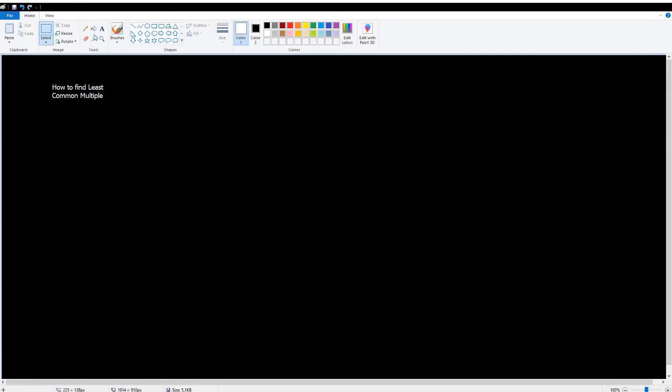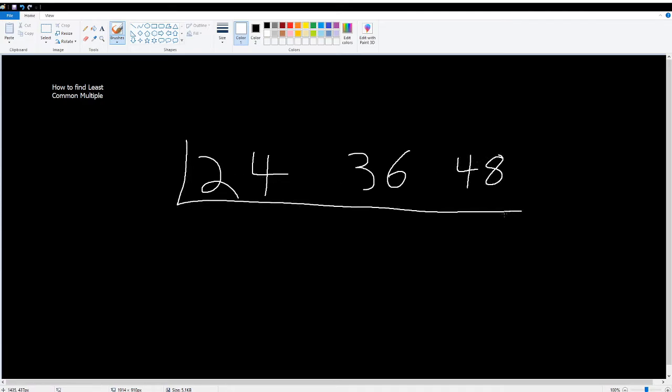Let's do another example here. We have, let's do 24, 36, and 48. Okay, so we have three numbers we want to find the LCM for. This one's going to be a little tricky, a little bit different, but it shouldn't be that difficult. So what goes into 24, 36, and 48? 12. 12 goes into 24 2 times. 12 goes into 36 3 times. 12 goes into 48 4 times, okay?